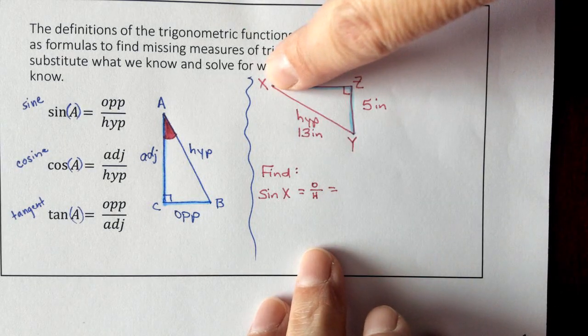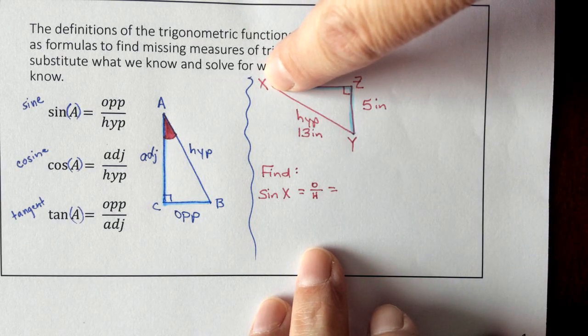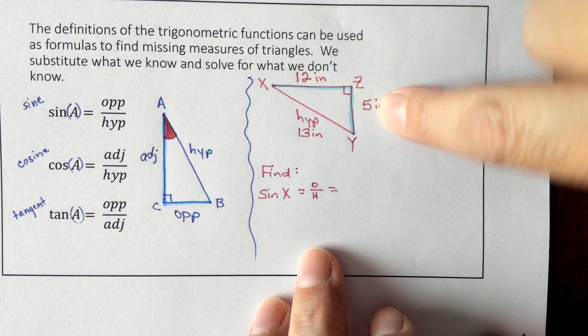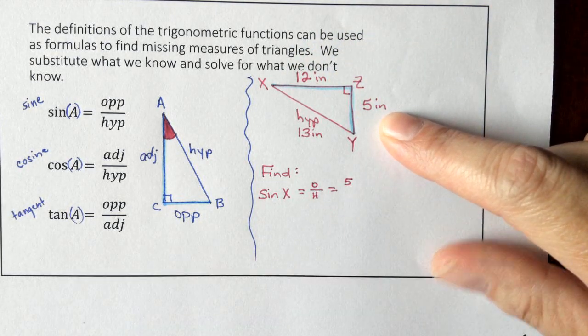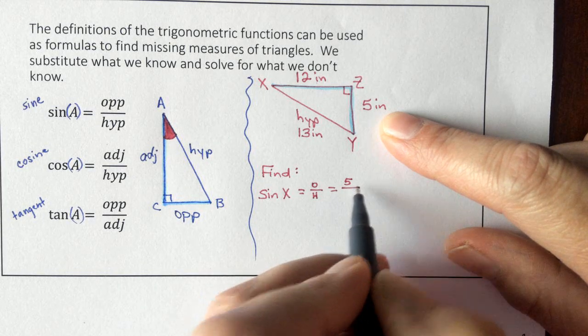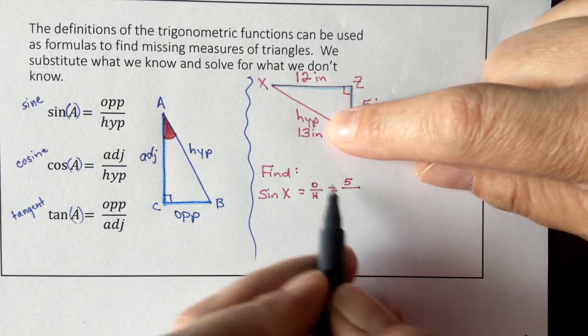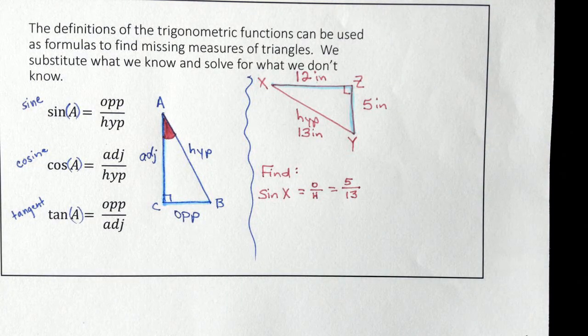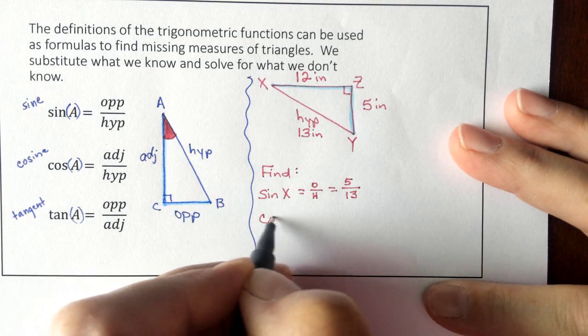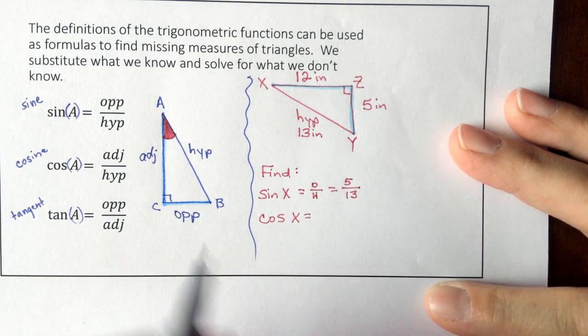So angle X is here. The opposite side would be across from it, that's the 5-inch side. So I'm just going to put a 5 there because inches are going to cancel anyway. Over the hypotenuse, which is 13. I'm finished. All I have to do is write a ratio. Okay, let's find cosine of angle X.